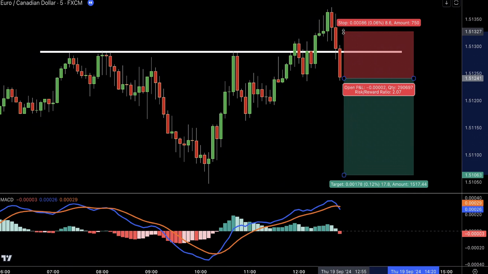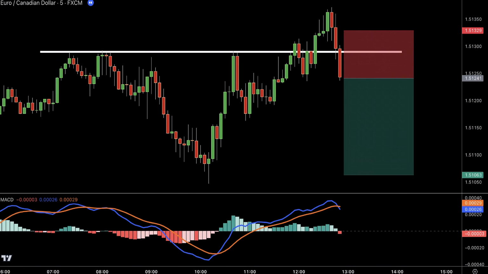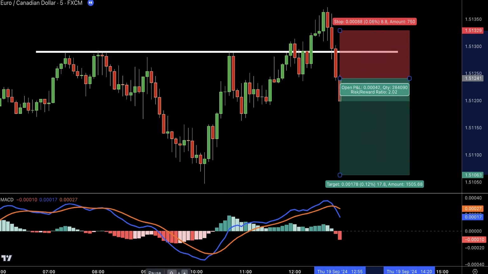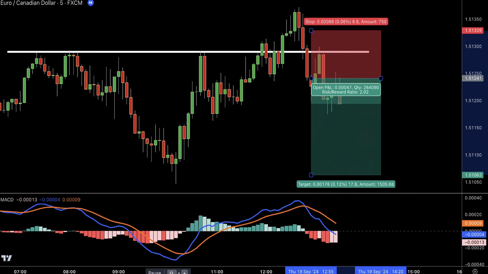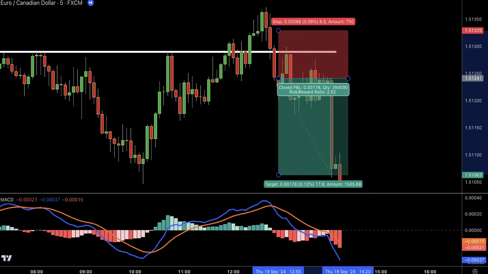sweep. Stop loss: position the stop loss slightly above the resistance level to allow for normal market fluctuations. Target: aim for the next support level while maintaining a minimum reward to risk ratio of 2:1. Now watch what happens next. The market moves lower exactly as anticipated and reaches the target, resulting in a successful trade.